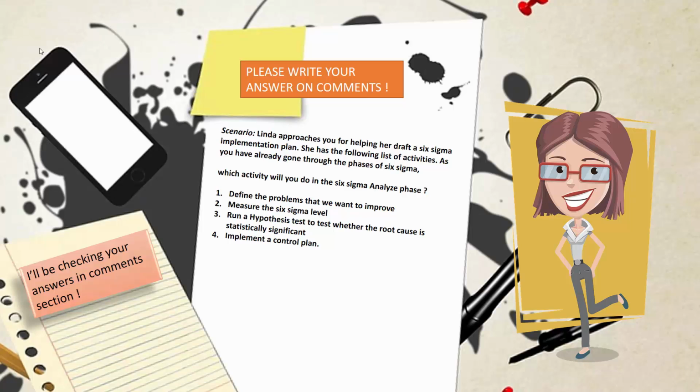The first option is define the problems that we want to improve. Second, measure the Six Sigma level. Third, run a hypothesis test to test whether the root cause is statistically significant. And the last one, implement a control plan. So what do you think? Which option is the correct answer?